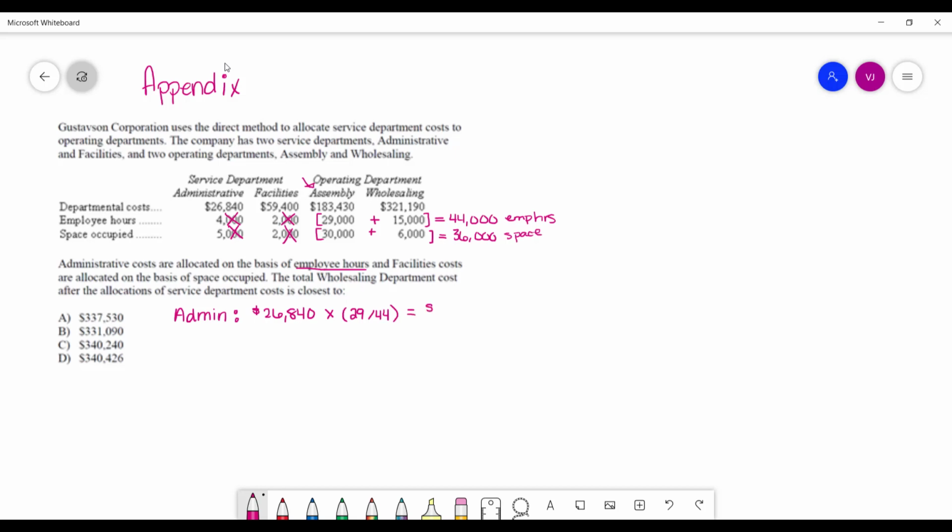That means the assembly department is responsible for $17,690 of administrative costs. So $17,690 will go to the assembly department.